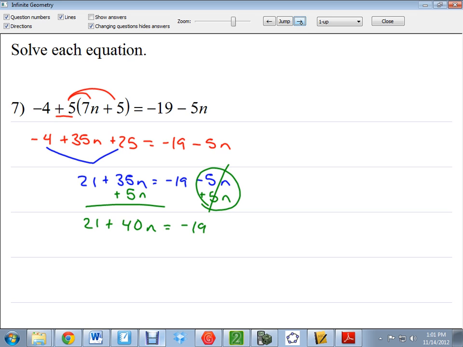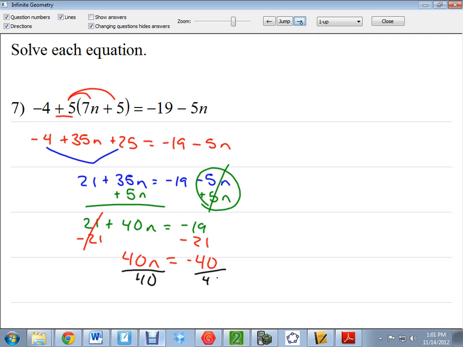Now this is an equation like every other equation we've already done. We have to get n by itself, which means I need to get rid of what? How do I get rid of the 21? Subtract the 21 because it's a positive 21. And that'll get you 40n equals negative 19 minus 21, which is negative 40. And the last step would be to divide both sides by 40.